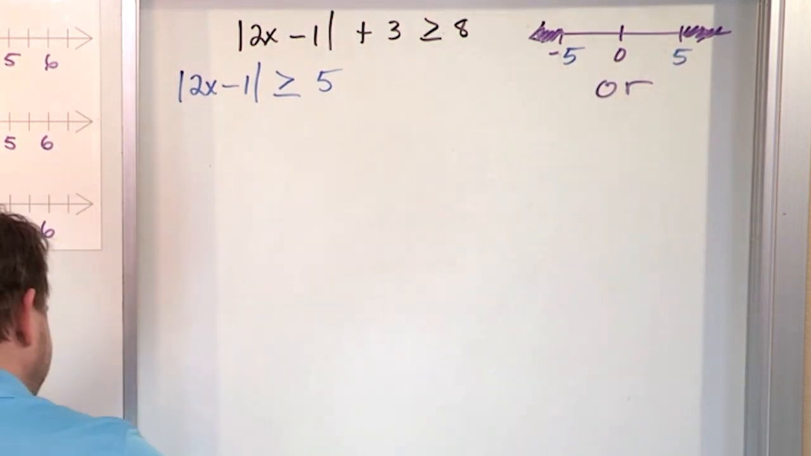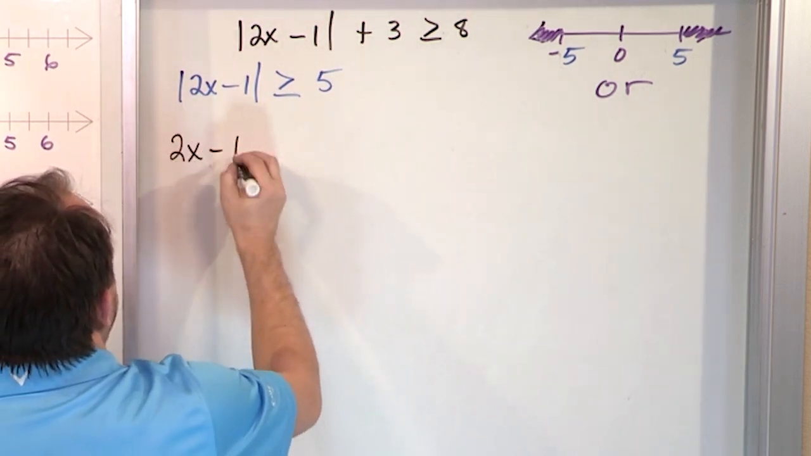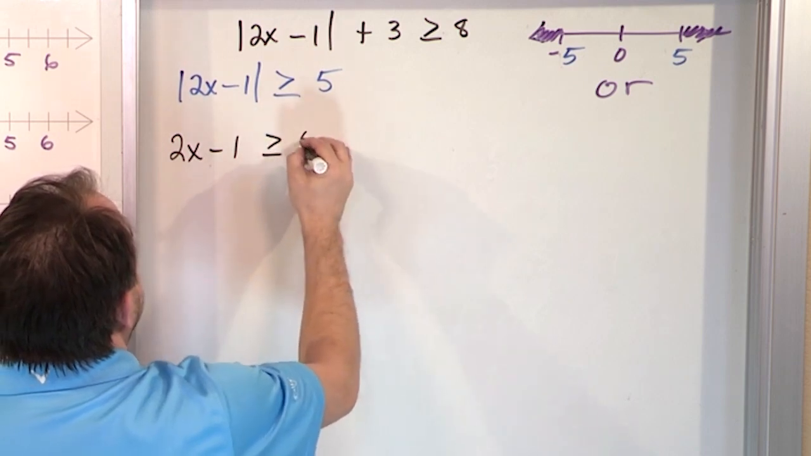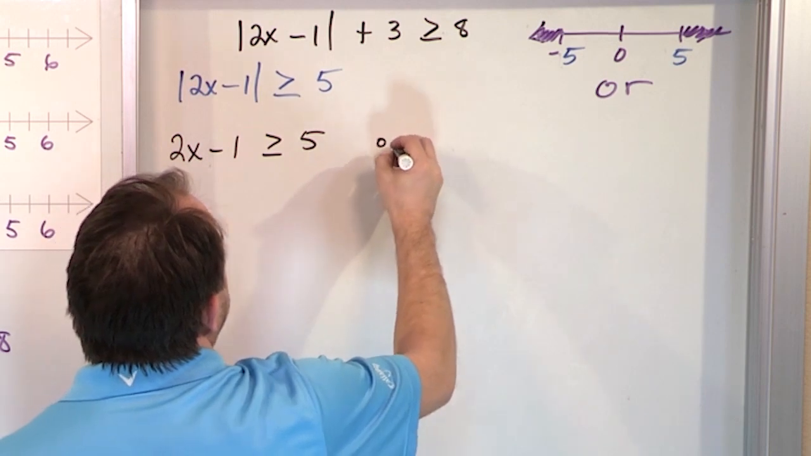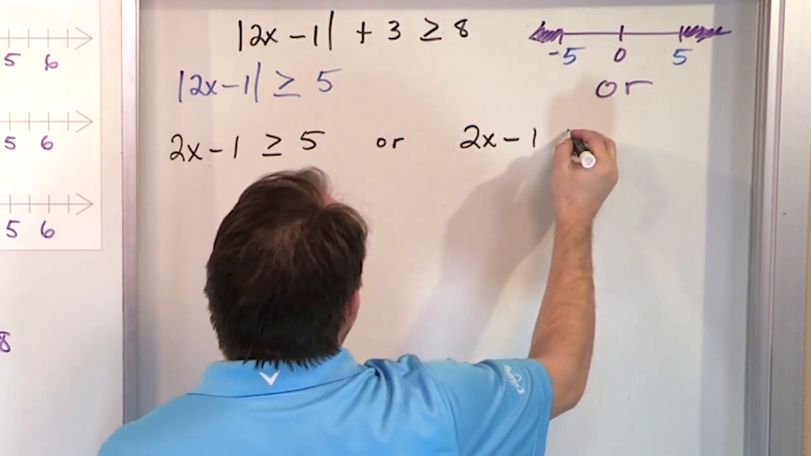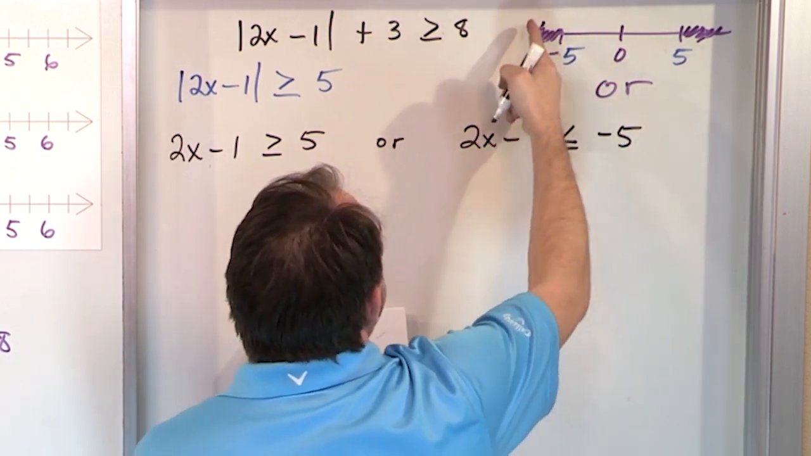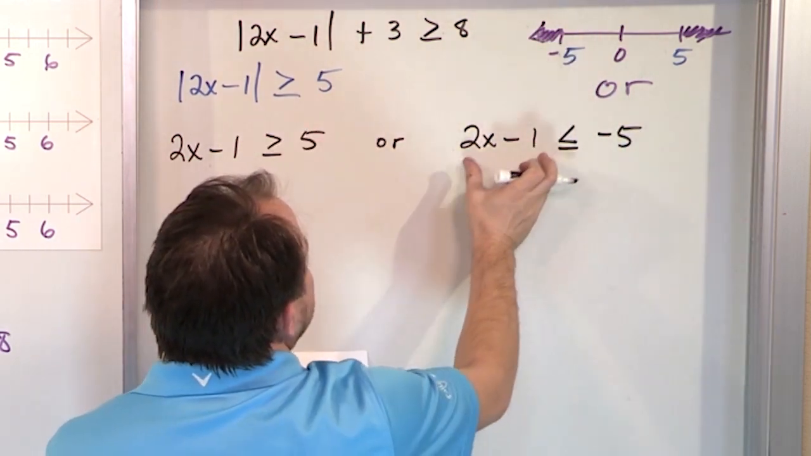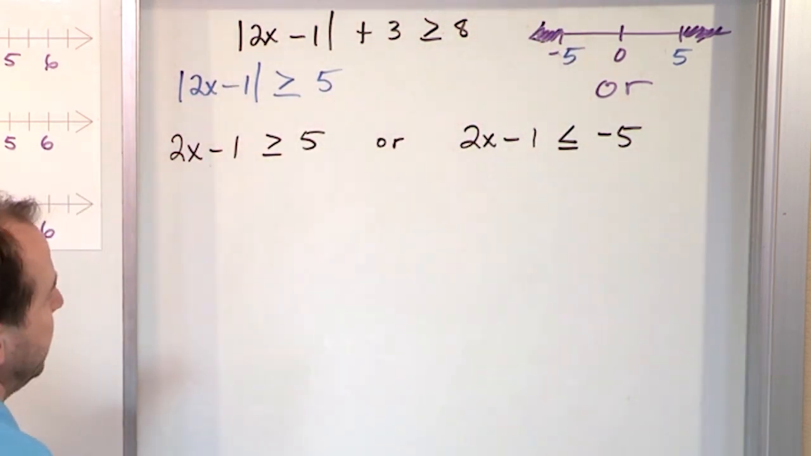So now we have to write the two inequalities that make that happen. It's going to be 2x minus 1 has to be greater than or equal to positive 5. That's going to be greater than 5 distance units over here, or 2x minus 1 has got to be less than or equal to negative 5 to give me all the distance units in the negative direction. This quantity has to be even more negative to be farther than 5 distance units in the negative direction.